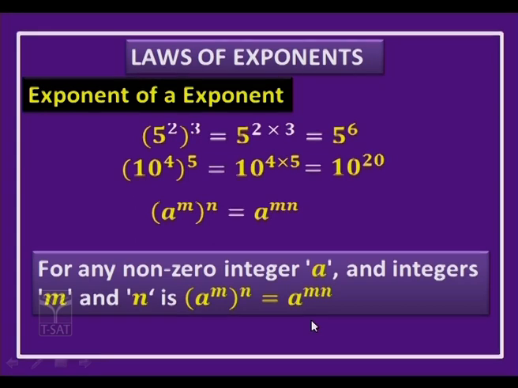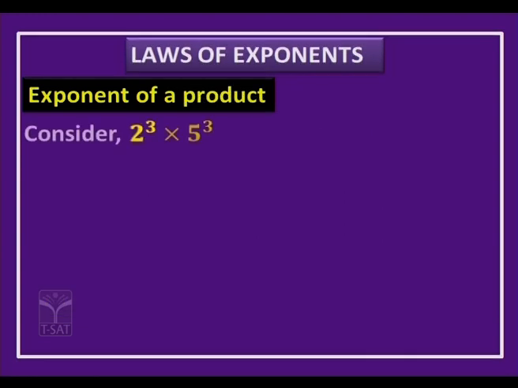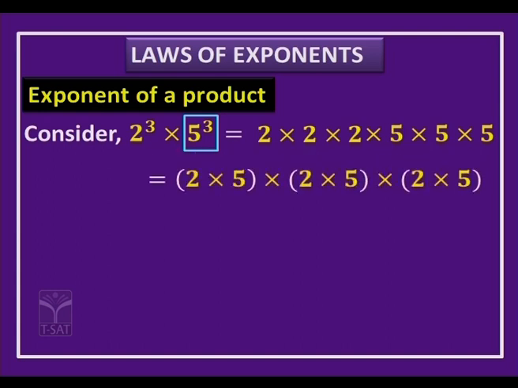Okay, children. Now, let us move on to the next one, exponent of a product. Now, consider 2 to the power of 3 into 5 to the power of 3. So, we can write 2 to the power of 3 as, yes, 2 into 2 into 2. Now, what about 5 to the power of 3, children? Yes, we write it as 5 multiplied 3 times. Now, let us rearrange them. Yes, I am rearranging it as 2 into 5 into 2 into 5 into 2 into 5, because here we have 3, here also we have 3. So, I am making this as one group and these two as another group and the remaining as another group.